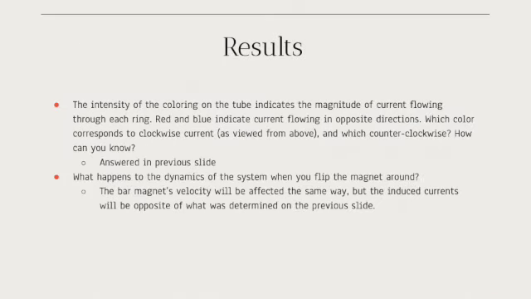This first question was answered on the previous slide, but the next one is what happens to the dynamics of the system when you flip the magnet around. Basically, the bar magnet's velocity will be affected in the exact same way, but the induced currents will be opposite of what was determined on the previous slide.